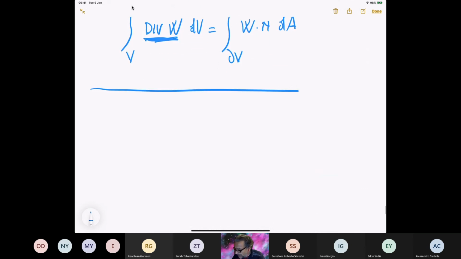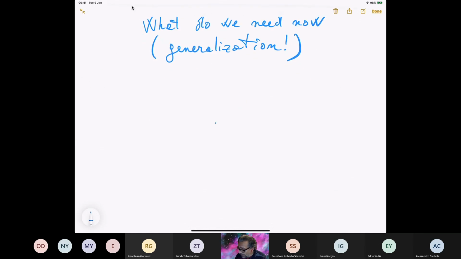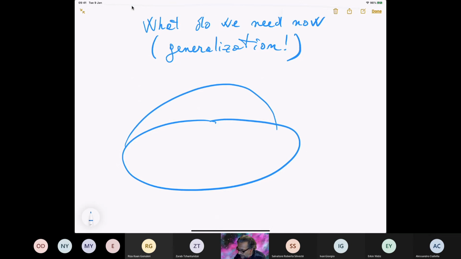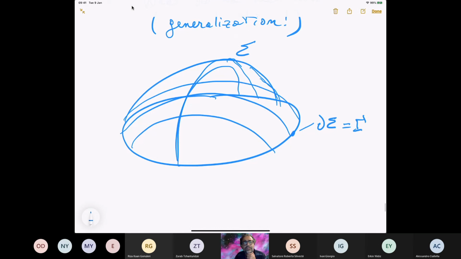Now, what do we need now? Generalization. Okay. Imagine to have a surface. My drawing is very bad, but imagine to have a surface, this is the surface sigma, and you have the boundary of sigma. The boundary of sigma is a curve gamma. Okay.